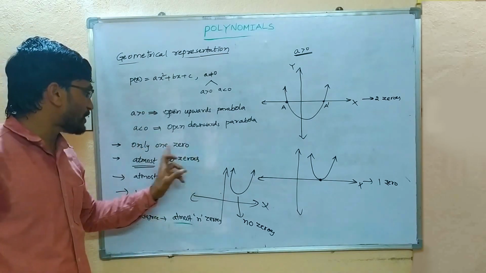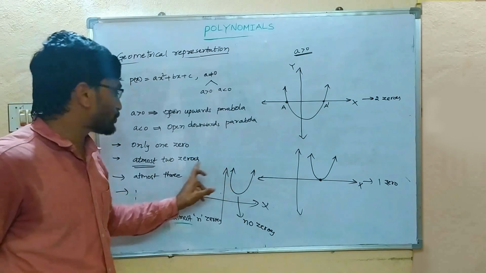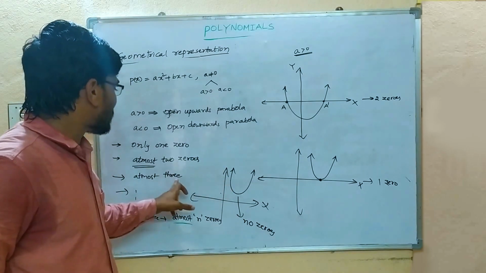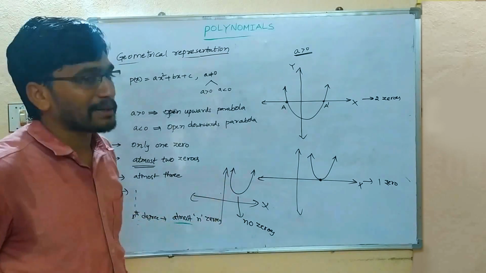A linear polynomial has only one zero. A quadratic polynomial has at most two zeros. A cubic polynomial has at most 3 zeros. An nth degree polynomial has at most n zeros.